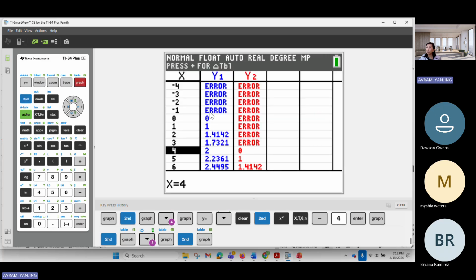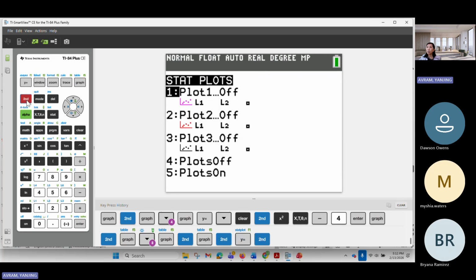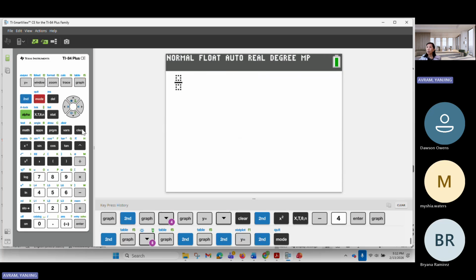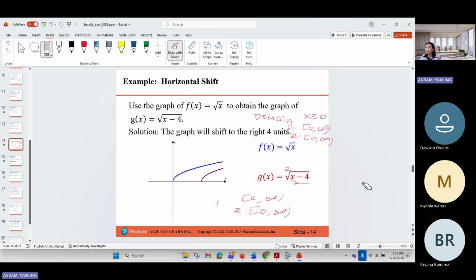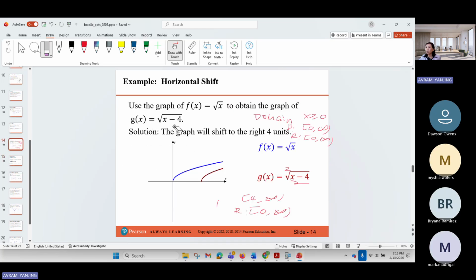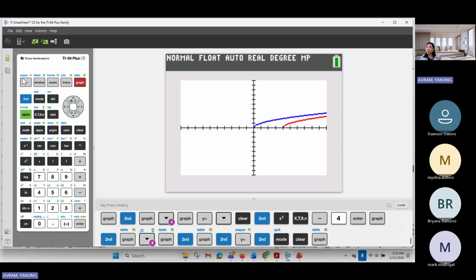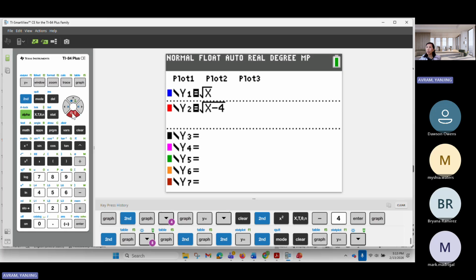You can basically find this whole thing in a calculator, but we just have to know how to find a domain and range. So domain is all x values, range is all y values. Okay, and then this is the shift to the right. If I have a square root of x plus 4, what happens? Now this will be moving to the left.